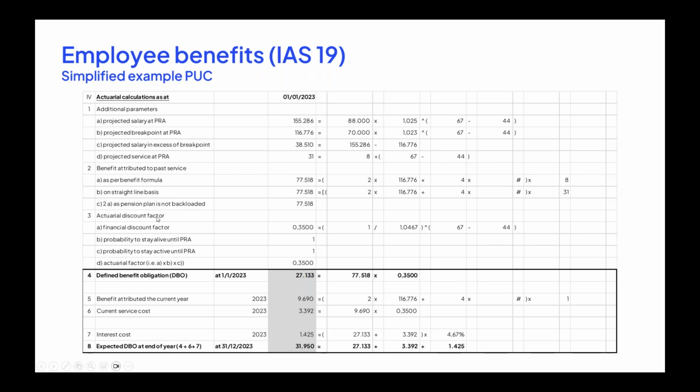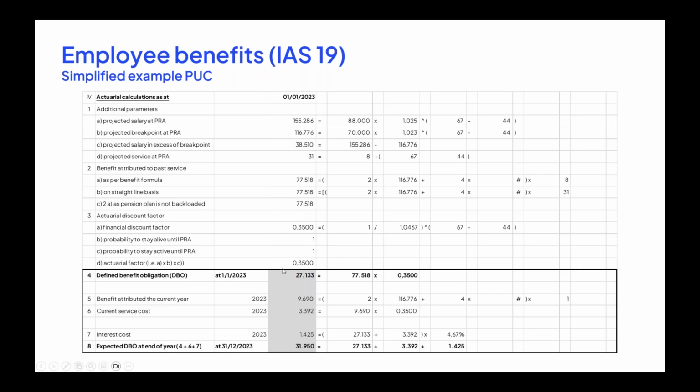Then I will calculate the discount factor, the financial discount factor. The discount rate is 4.67 today, which is an assumption made. I will have to pay it only at retirement age. So the formula is 1 divided by 1.0467 to the power of 23, and that will give you the financial discount factor. It's just a factor that we use to discount. You could use that formula even immediately on the amount also.